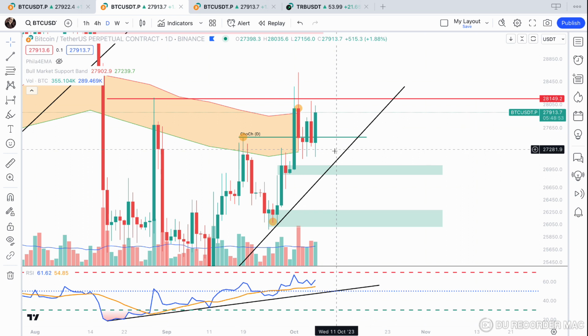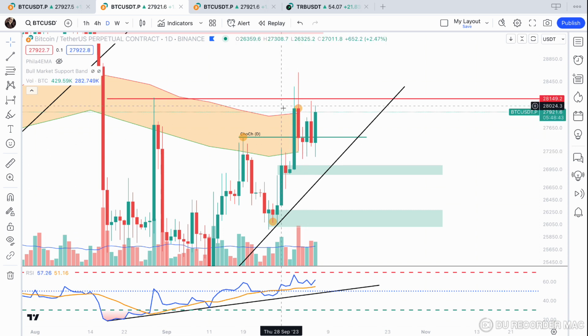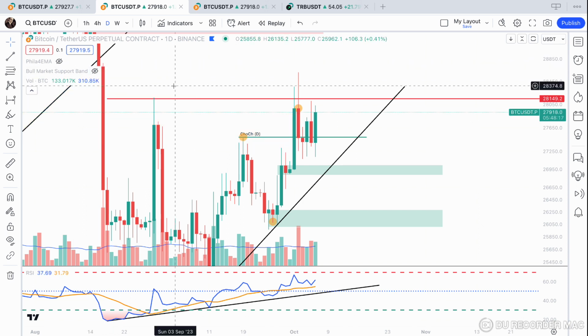Second EMA is actually the bull market support band. The bull market support band is the 20-week SMA and the 21-week EMA. We can see that Bitcoin is inside the bull market support band, and I think that if we start closing daily candles above 27.9k, then we will be above the bull market support band, which is bullish as far as the EMAs go.